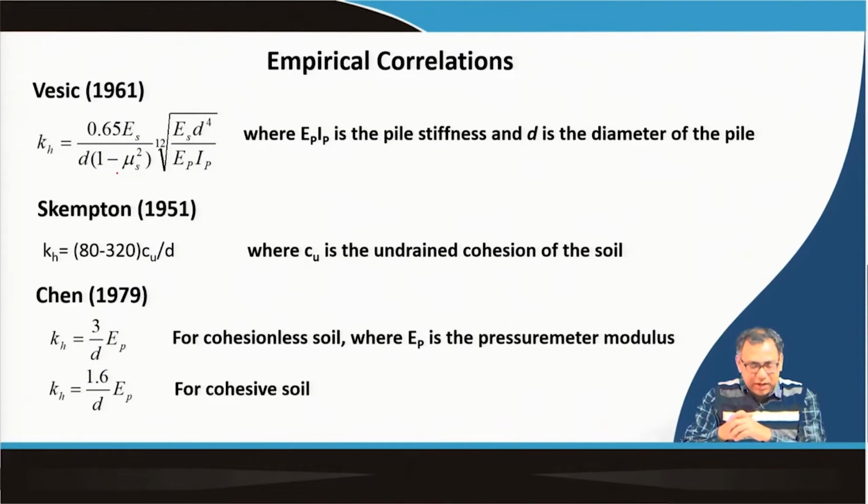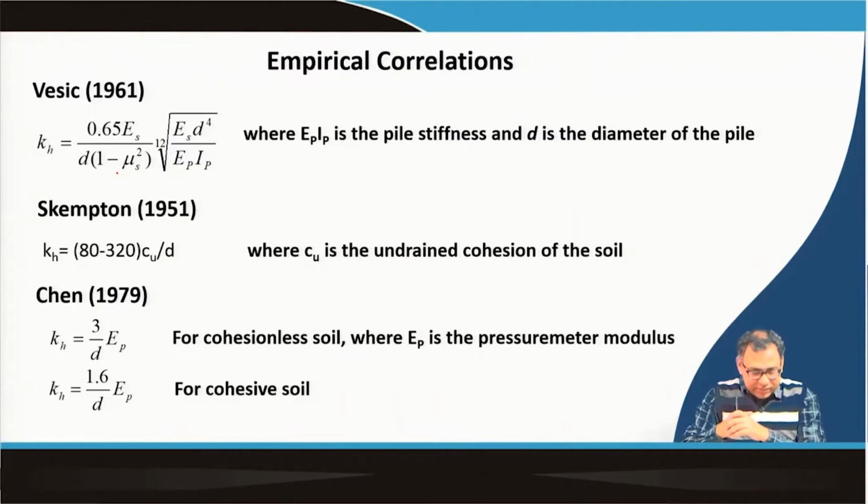Skempton has given a correlation based on the cu value, the undrained cohesion value of the soil, for clay, and that correlation can be used for clay. For these, ranges are given.